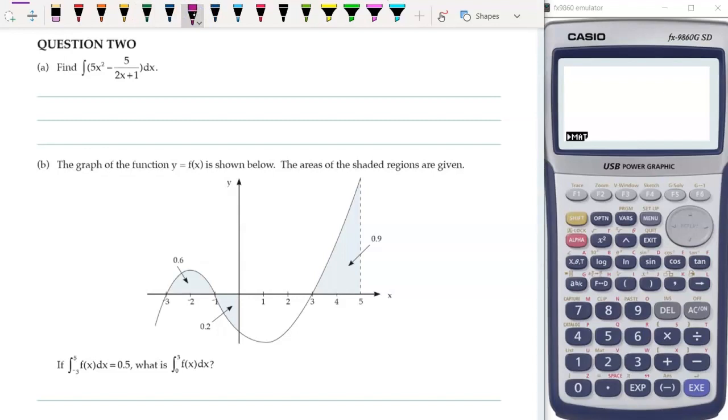So we'll start by integrating these terms separately. We raise the power by 1, we divide by the new power. When we've got something over a single power of x, that's going to be natural logs. Bring the 5 out, and we've got the natural log of 2x plus 1, and then we need to divide by the 2 that's inside that function. So it'll be 5 over 2 natural log of 2x plus 1, and then plus c.